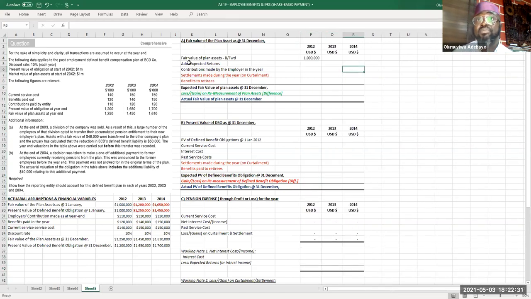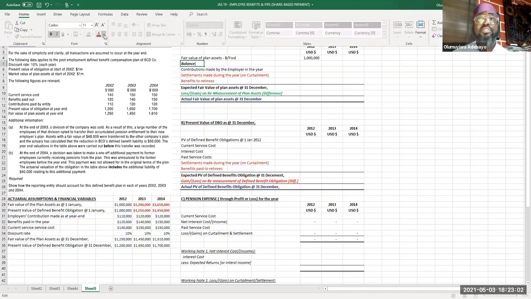We have 1 million. The expected return is based on the discount rate at the end of each year multiplied by the opening balance at the beginning of each year, assuming there are no intermittent cash flows. That is what it means. Take note of that.